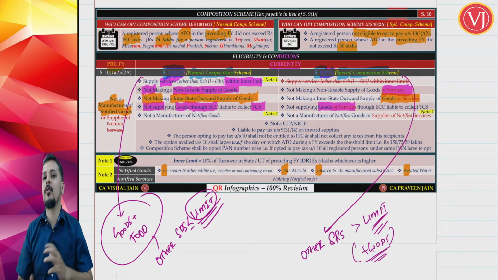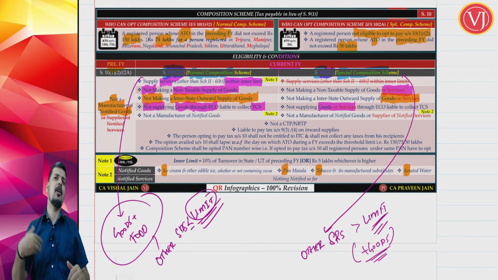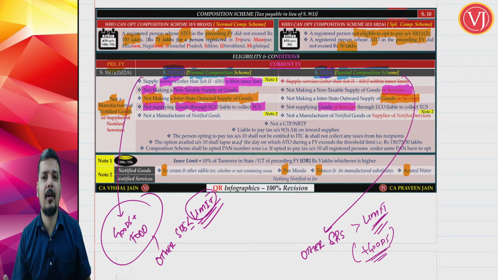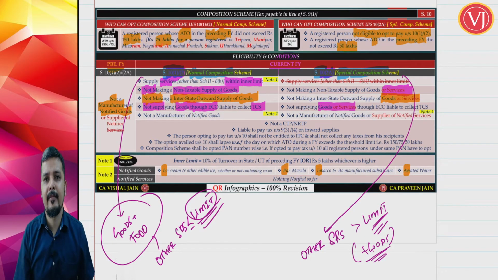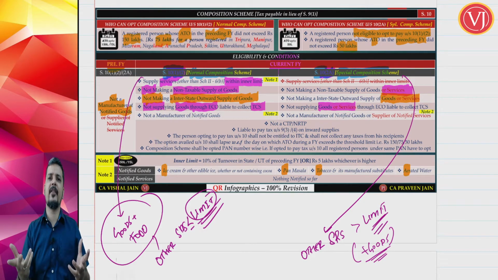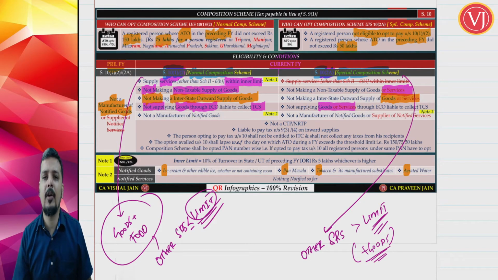Normally students confuse here that I cannot make supply of goods or services through an electronic commerce operator, that is online platforms. Not really true. If TCS is applicable, then you cannot have it. If there is no TCS, can I sell through ECO? Yes. Right, that is the point that you have to understand.